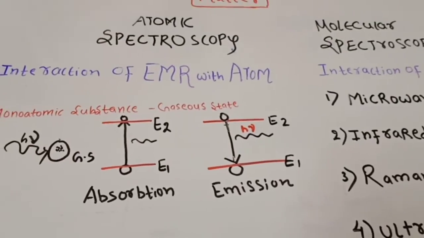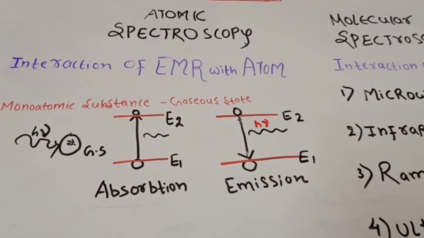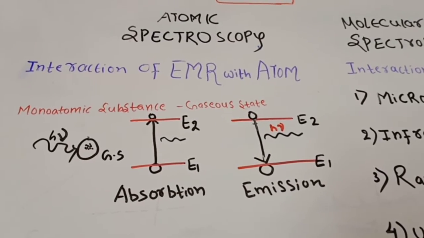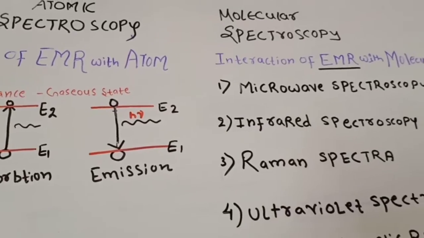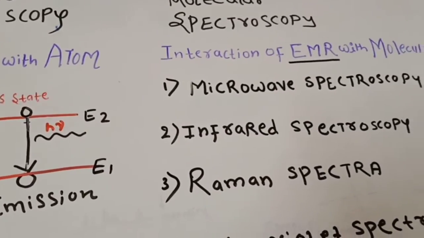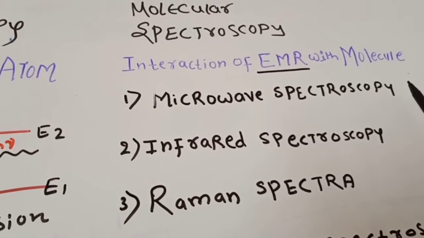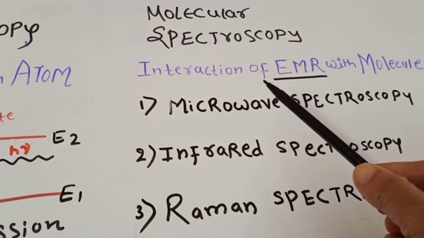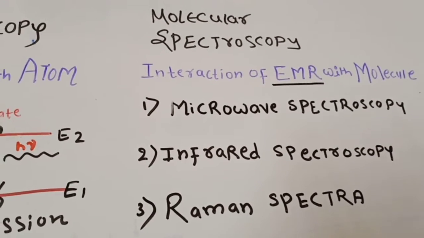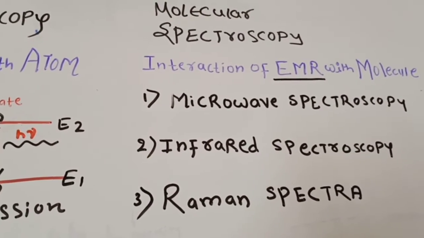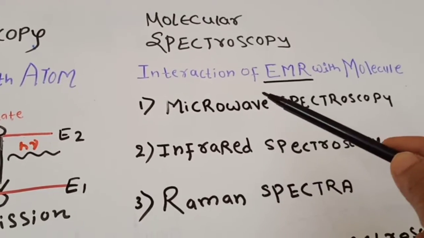We can say that as the number of atoms is very small, atomic spectroscopy is not studied much. But the main important one for the chemist is molecular spectroscopy, that is, the interaction of electromagnetic radiation that takes place with molecules. Either absorption can take place, emission can take place, scattering can take place, dispersion, any phenomena can take place. So we can classify molecular spectroscopy into the following categories.